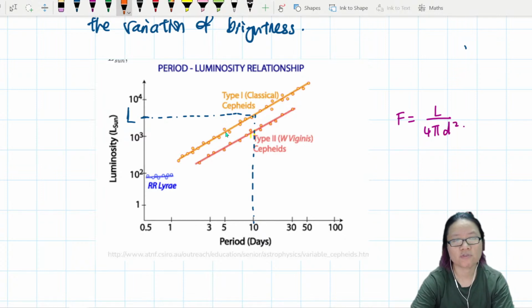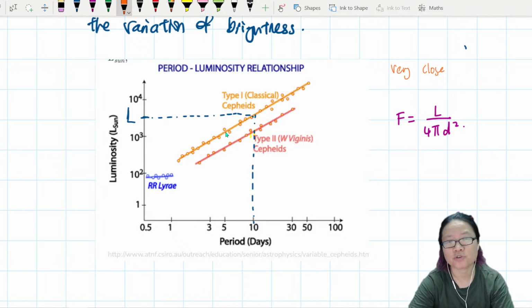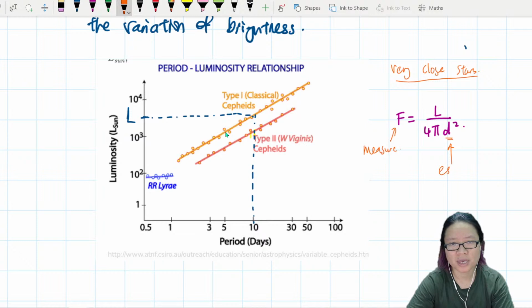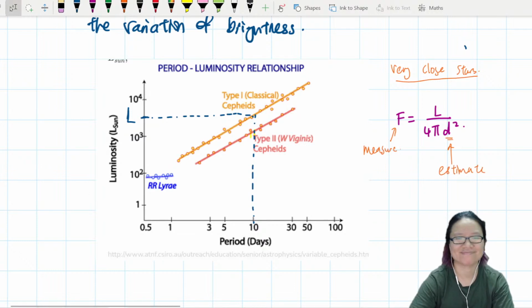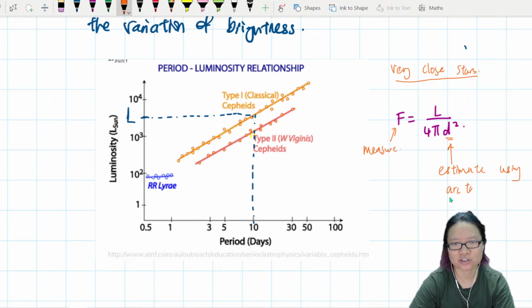So for very close stars, because you're wondering how to start the data, I need to have the graph first before I can compare, right? So for very close stars, we can measure F always. This D, we can estimate. Teacher, estimate how? Estimate using the arctangent method.